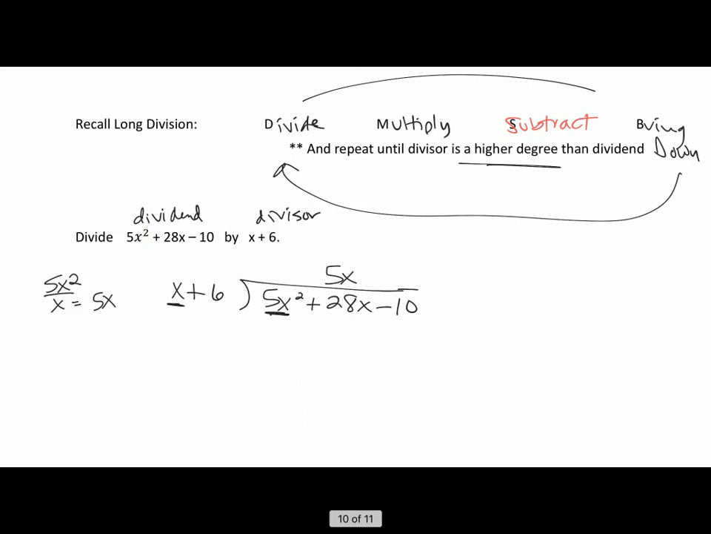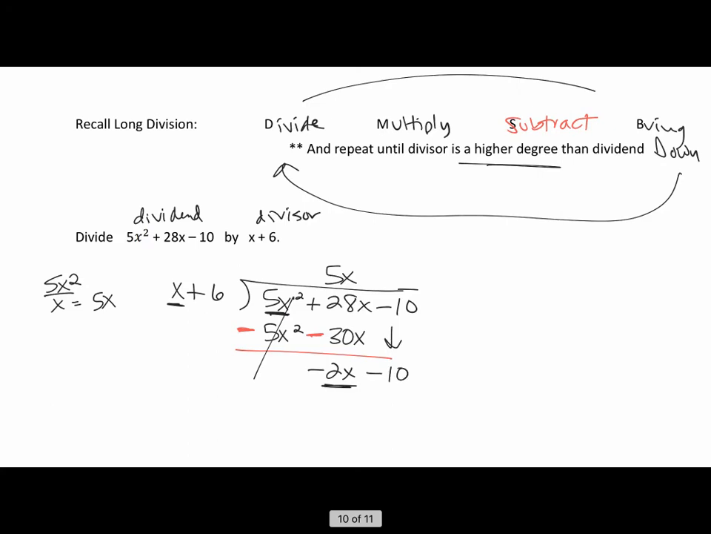And then multiply. So multiply by each term of the divisor. 5x times x is 5x squared. And 5x times 6 is 30x. I didn't write a plus sign because my next step is to subtract, which means I can just change those signs and combine these terms together. So that's going to leave me with negative 2x. Then bring down the next term and start all over again.